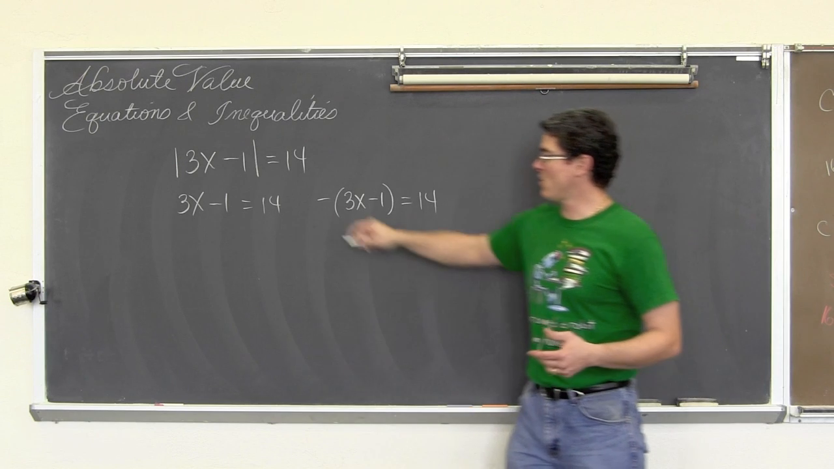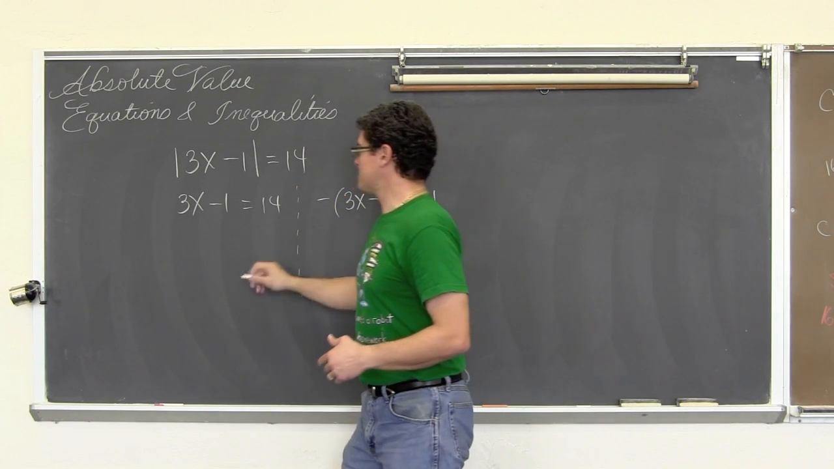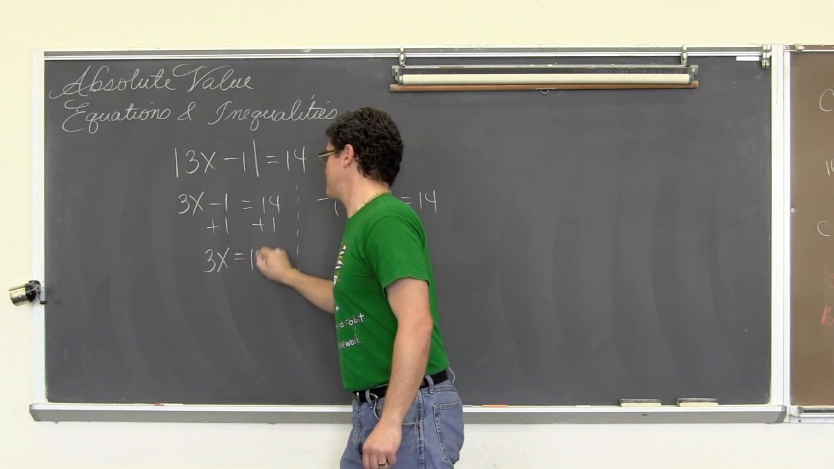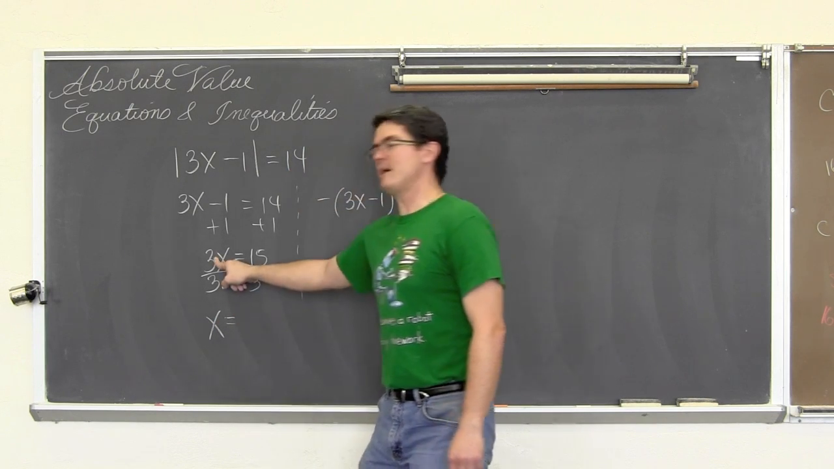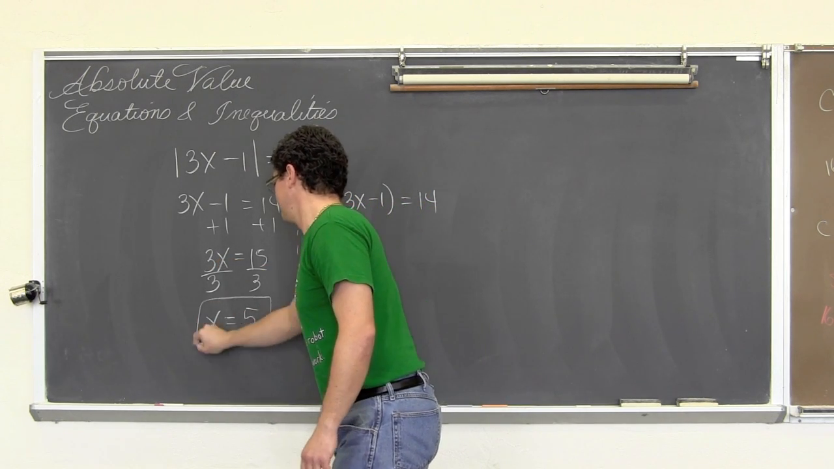And then solve each equation independent of each other. Add 1 to both sides, and you get 3x is equal to 15. Divide by 3 to undo that multiplication, and you get x equals 5.